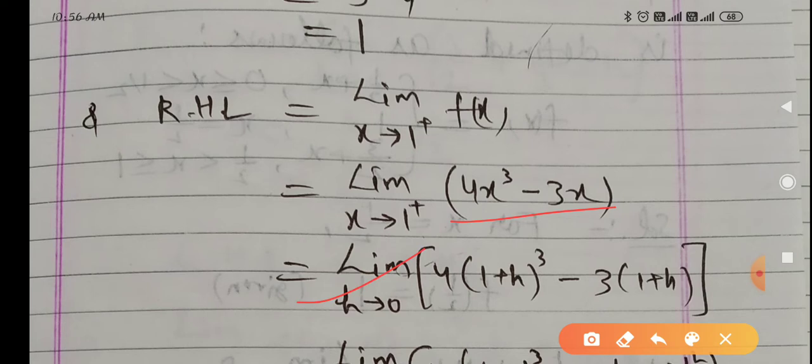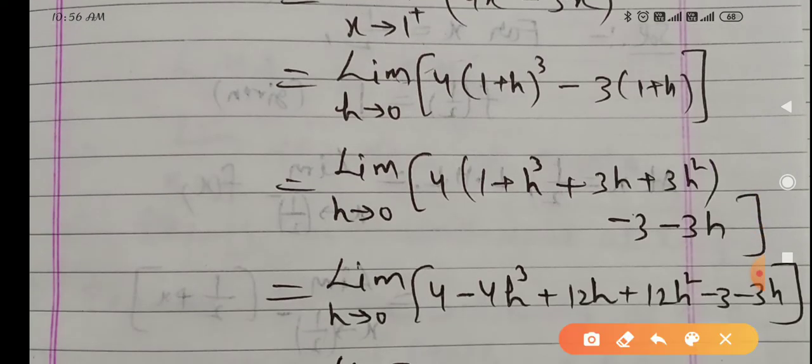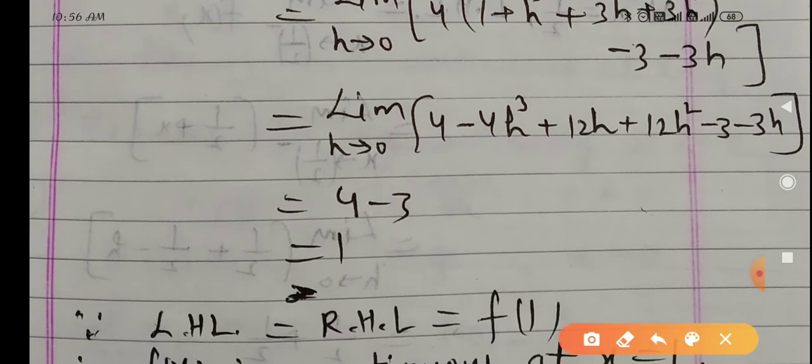Now in place of x, 1 plus h will be put, h tends to 0. I have put 4 into (1 plus h) whole cube minus 3 into (1 plus h). Now expand the identity: 4 into (1 plus h cube plus 3h square plus 3h) minus 3 minus 3h. When you simplify, you get 4 minus 4h cube plus 12h square minus 3 minus 3h. Now when you put h equals 0, the 4 and the 3 will remain, other terms will be 0. So 4 minus 3 is 1.